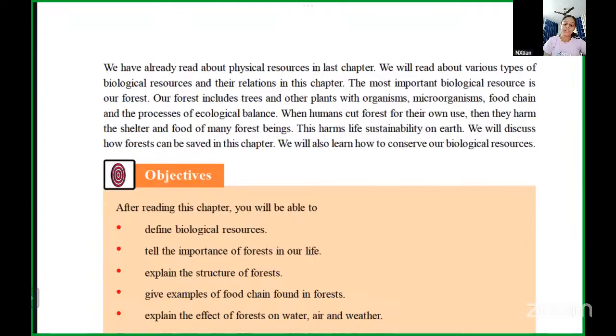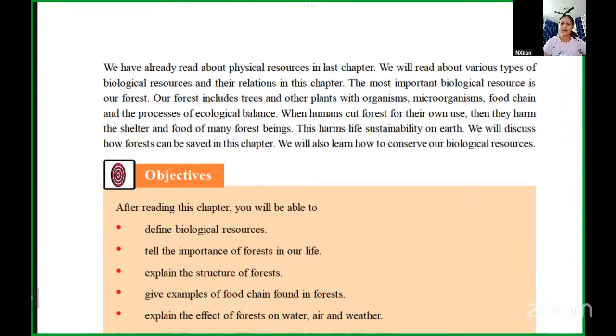The most important biological resources are forests. It includes trees and other plants with organisms, microorganisms, food chain, and the processes of ecological balance. When humans cut forests for their own use, they harm the shelter and food of many forest beings. This harms sustainability on Earth. We will discuss how forests can be saved in this chapter and how to conserve our biological resources. This chapter focuses on forests as our main biological resource.